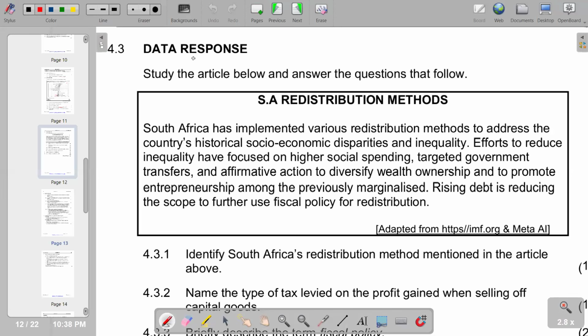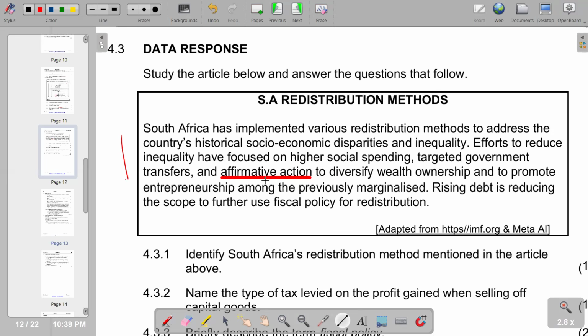So 4.3 on data response: study the article below and answer the questions that follow. So you're given a redistribution method article. You have to go through the information given. Then 4.3.1: identify South Africa's redistribution method mentioned in the article above. So you'd see that we have got affirmative action as the redistribution method that has been mentioned.